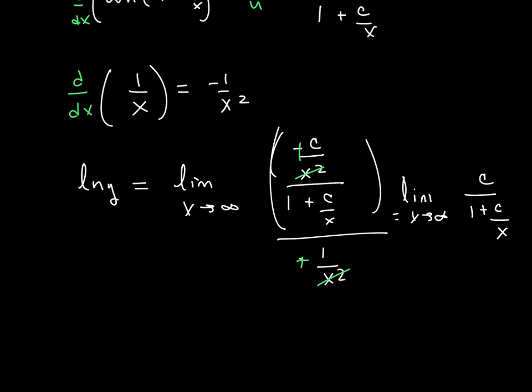All right, direct substitution works with this. When I put in direct substitution, I'm left with my constant c over 1 plus c over infinity. C over infinity goes to 0. So all of this is just equal to c over 1, or just c, which is beautiful because now we are almost done. Now we know the natural log of y is equal to c.